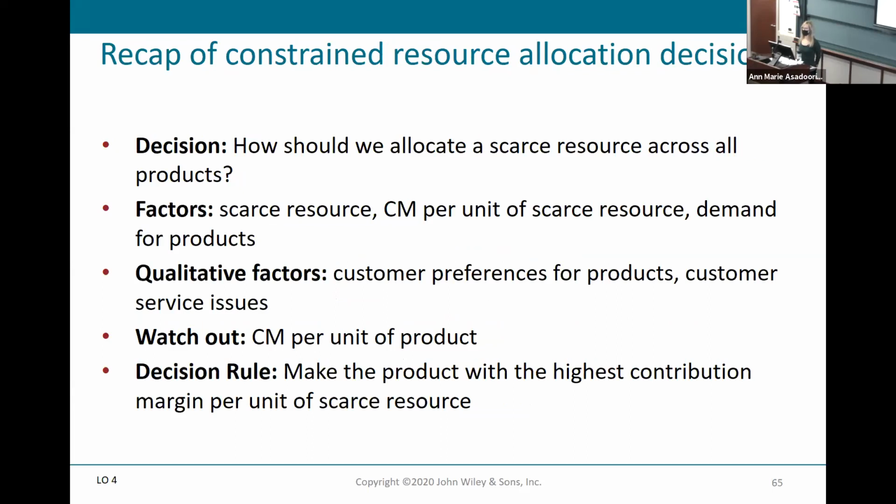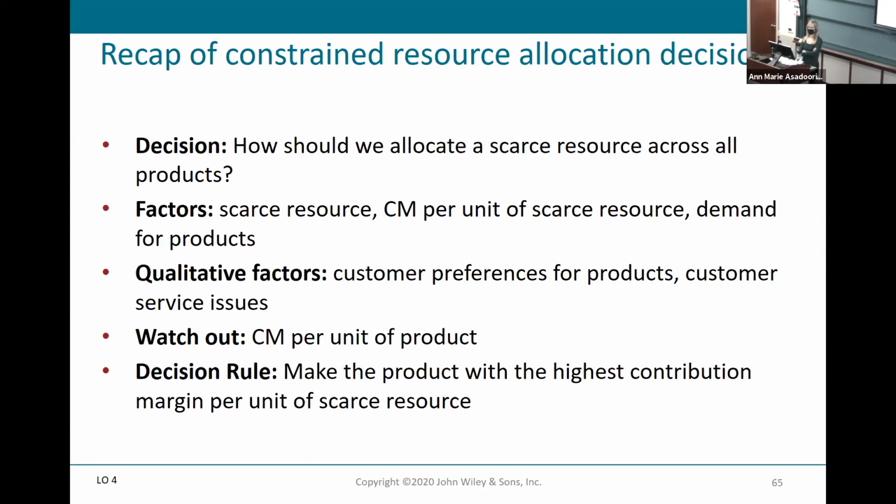So the decision: how do we allocate that scarce resource across all of your products? Remember, the scarce resource is your constraint, and you're looking for the contribution margin of the constrained resource, and then you look at the demand for your products. Qualitative factors, customer preferences for products. So it may not always be about you making the most money. It could be that the customer really needs the bat instead, or the paddle instead of the bat, and you need to satisfy the customer.